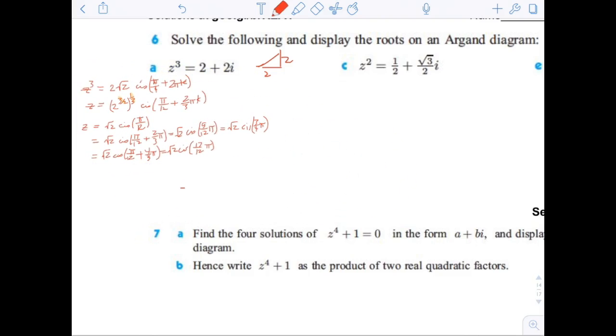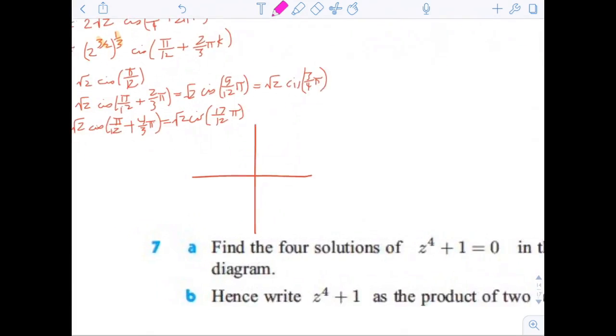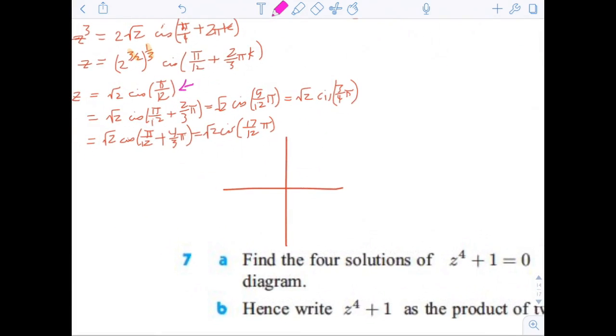Okay, so there's the axes, and let's draw the first one, which is angle pi over 12. That would be, if you divide this into 6 sections, it would be the first section. Maybe a little bit bigger than that. It would be about here. The radius of the circle is square root of 2, right?